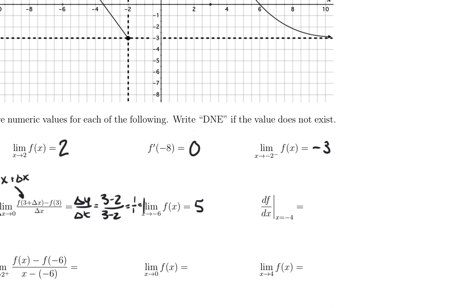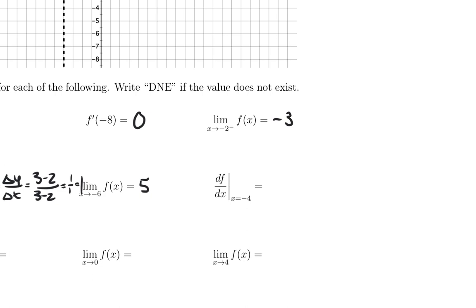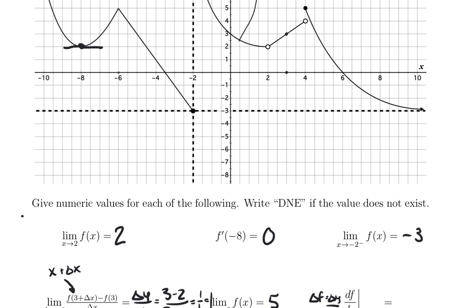The difference in y over the difference in x at -4, right? So this is just a fancy way of saying f prime, df, that's the change in f, which is also equal to the change in y over the change in x, delta f over delta x, at -4. So I'm going to go to -4 here, and we have another linear line here. So I know that the slope of this linear line is going to be the slope at -4.